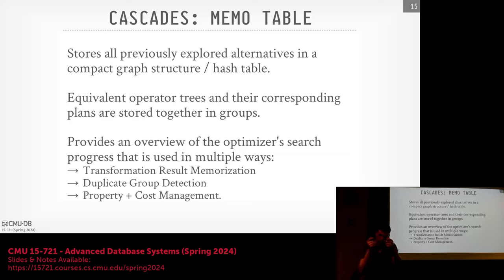All right, Calcite and Orca, I don't want to talk too much about, but I think everyone here is aware of them. These are separate, standalone query optimizers as a service. Calcite is used way more than Orca. It's written in Java, so that limits how many people actually want to use this.